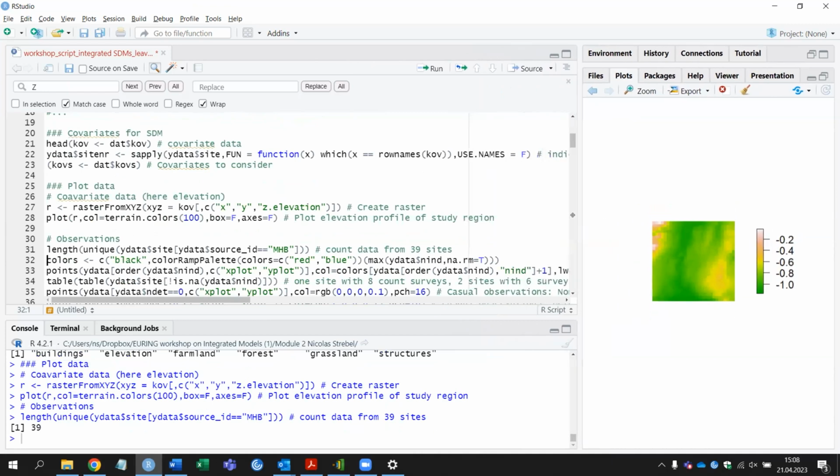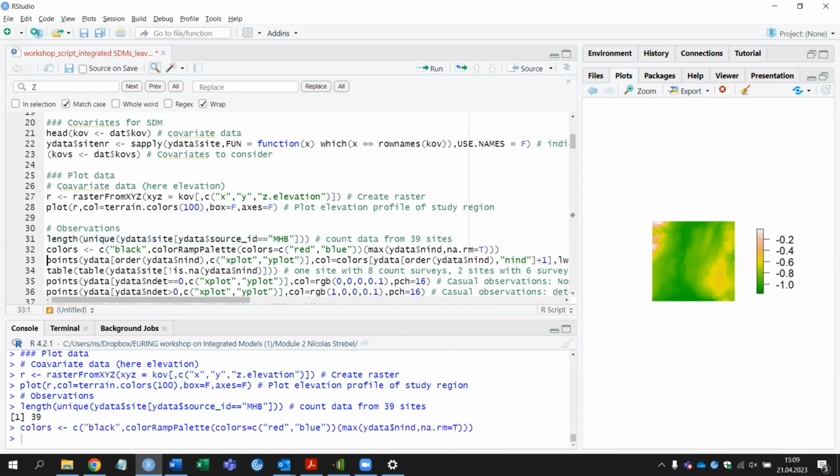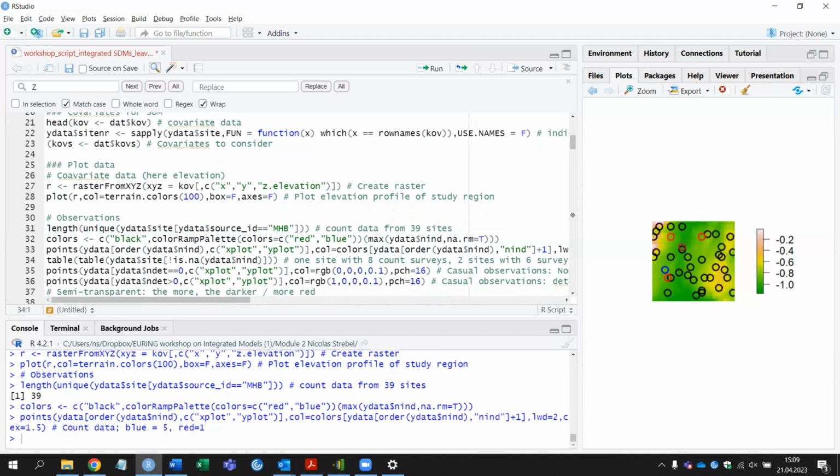That's just a tiny part of Switzerland. Yeah, I cropped the data. I reduced the data for convenience reasons for the workshop, of course, so you can run things in the workshop. We have count data from 39 sites only, not a lot. These are the count data.